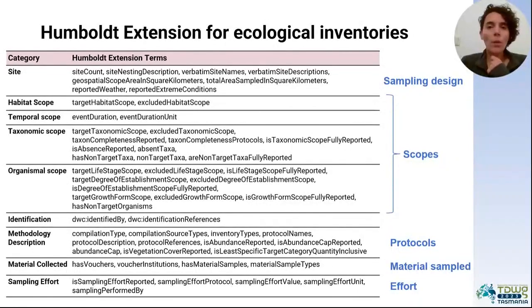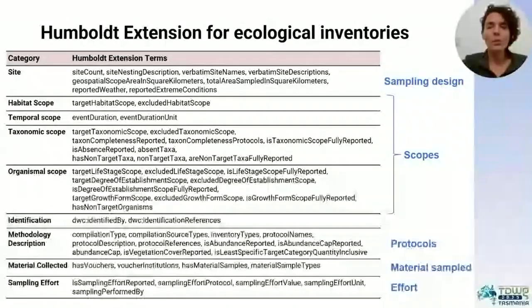I am not going to talk about the 54 terms included in the vocabulary because you can explore them in the Humboldt extension quick reference guide that we developed. But what I want to point out is that we have proposed terms that help report, for instance, the detailed structure of your sampling design, the information on all your scopes, so the spatiotemporal scopes, the taxonomic scopes, so your list of species, but also some other organismal scopes like a life stage or growth form. We also include terms that describe the protocols used, if you had material sampled in your survey, or the amount of effort that was required.